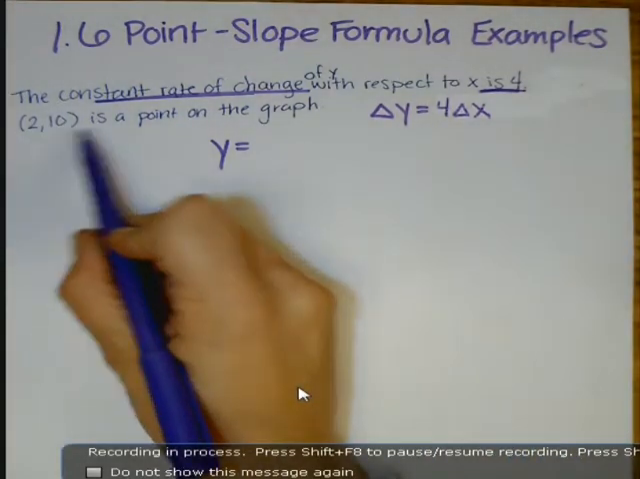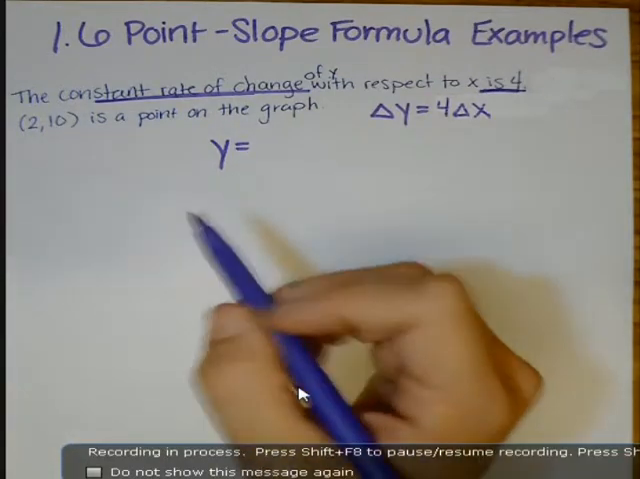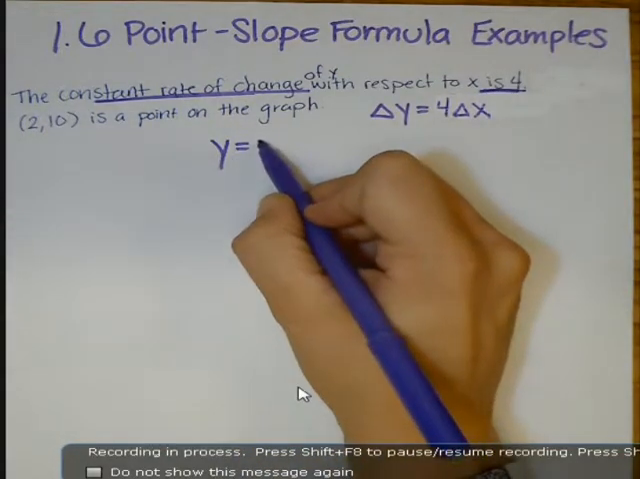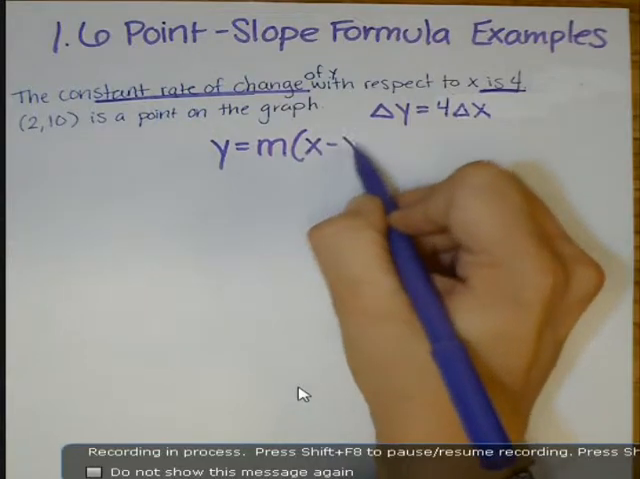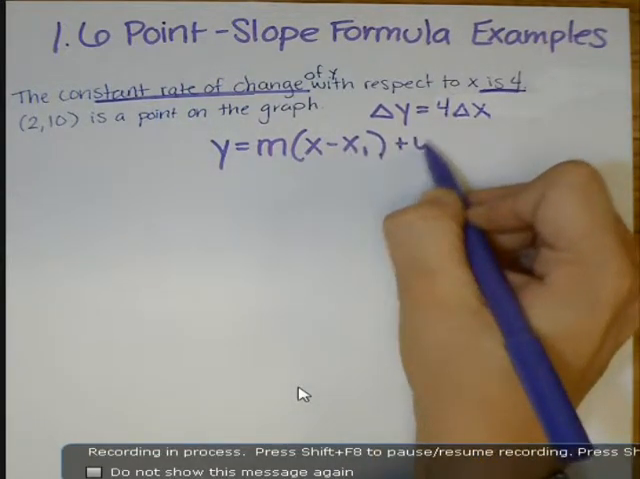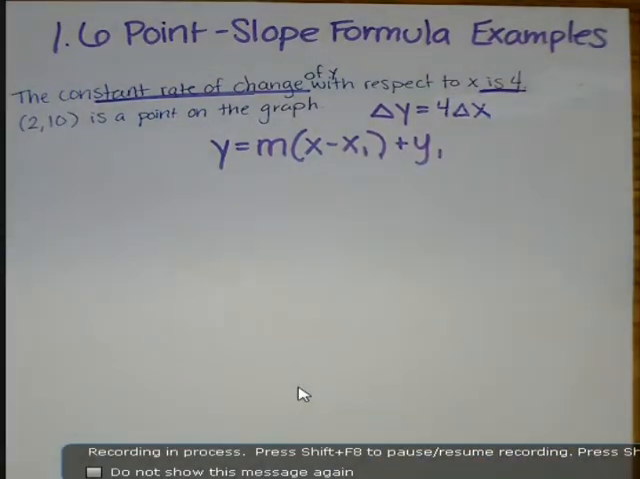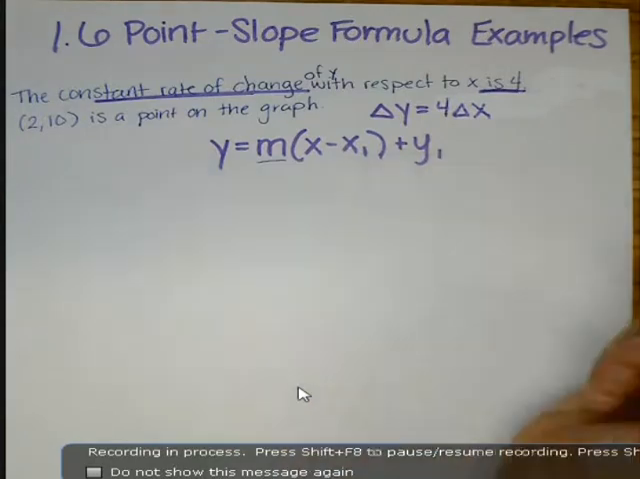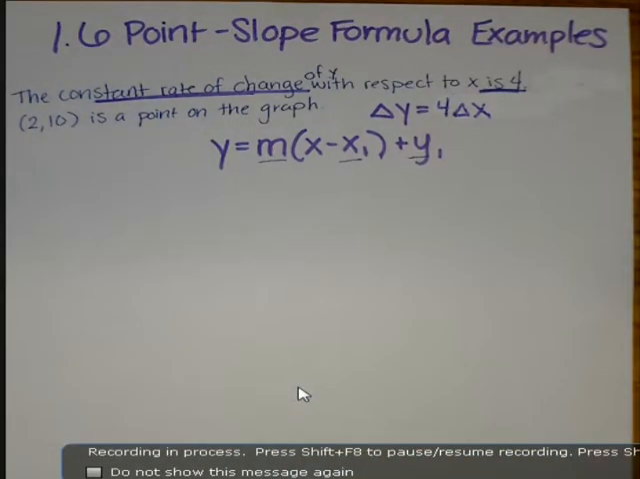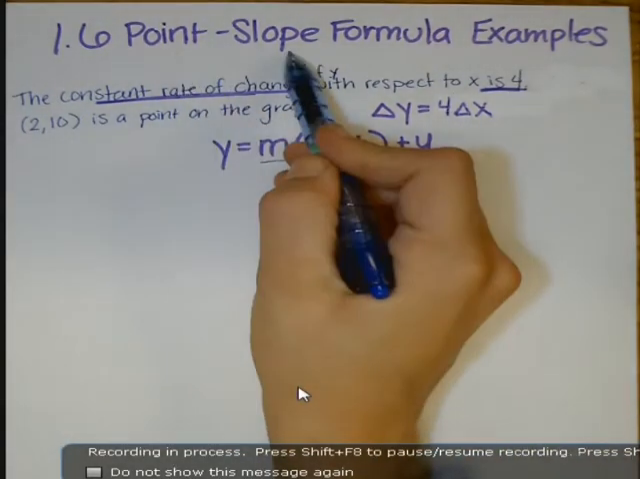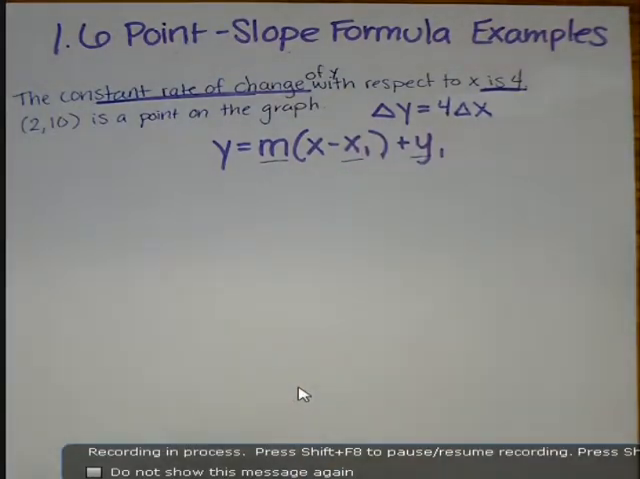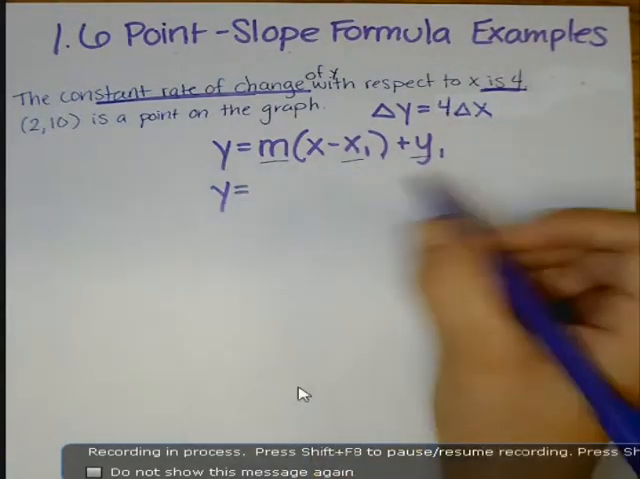Now, (2, 10) is a point on the graph. What is the point-slope formula? y equals m times (x minus x1) plus y1. See our last video if you're not sure where that formula came from. We have just a few things we need to know in this situation: our slope and a given point, aka point-slope. That's it. So, y is equal to, what's my m?